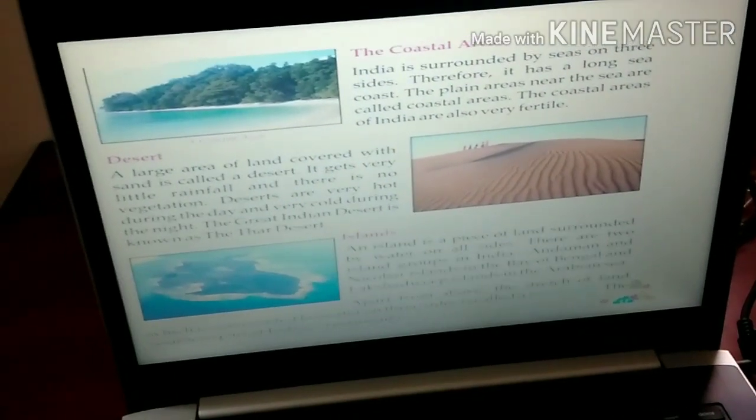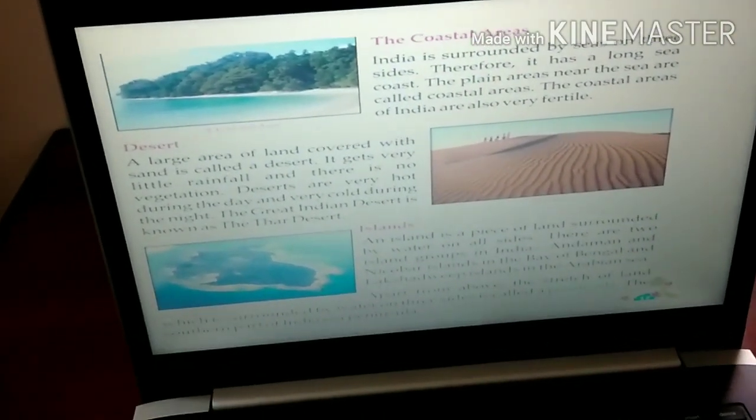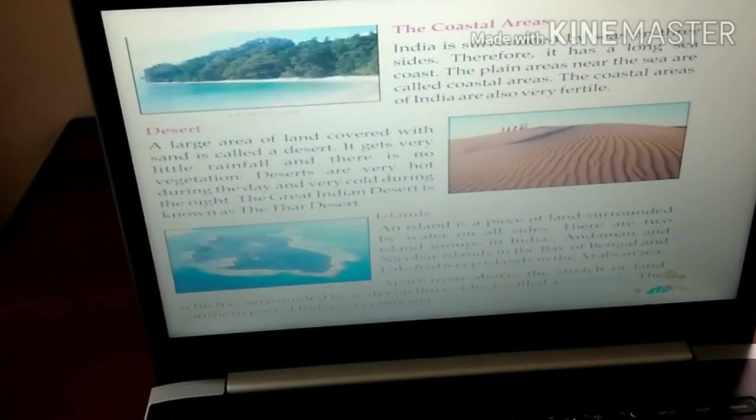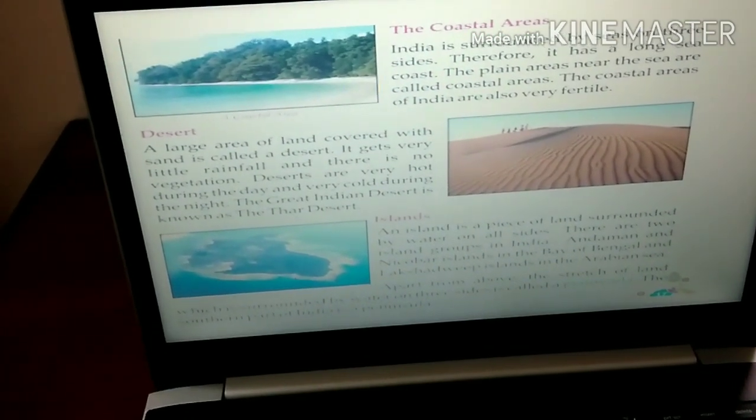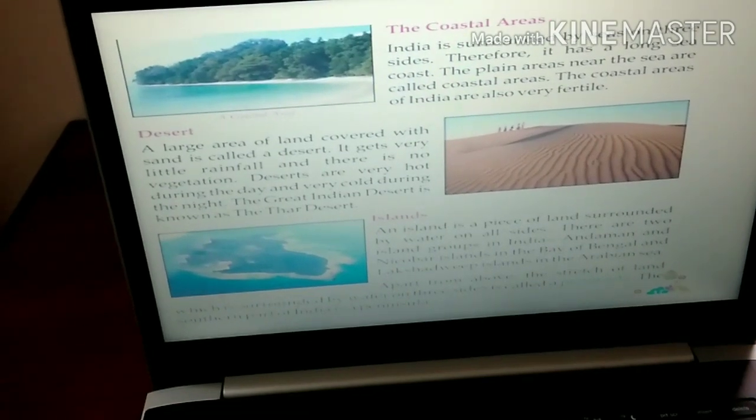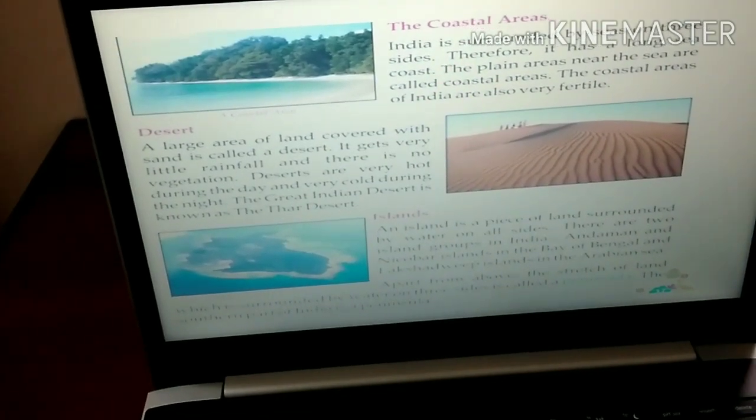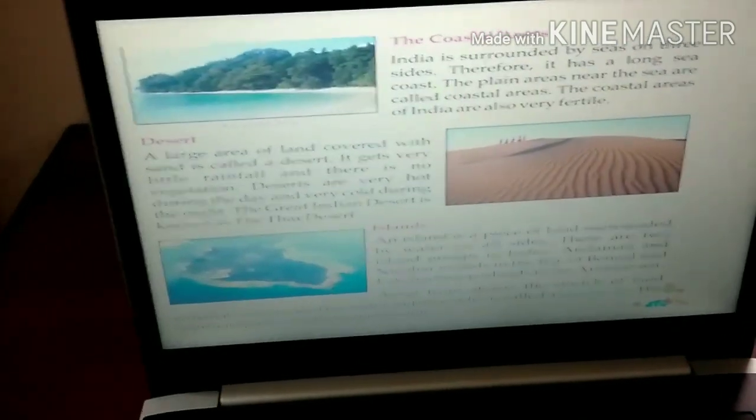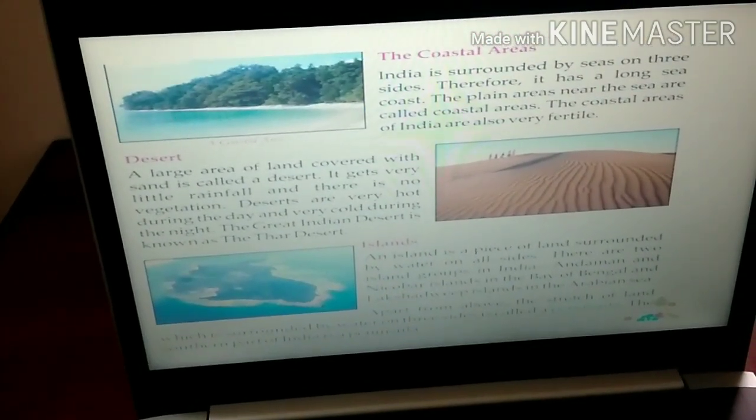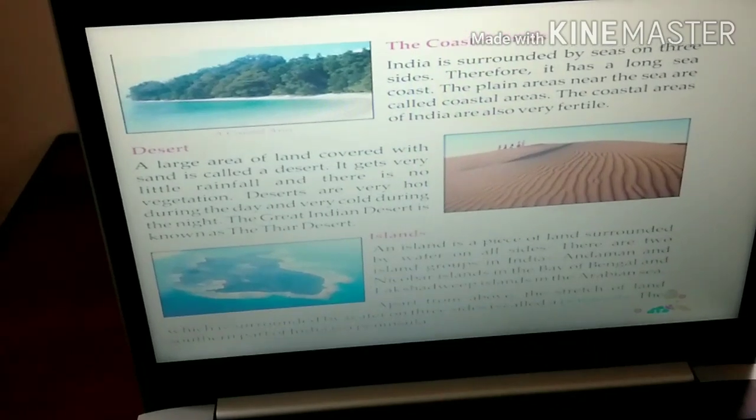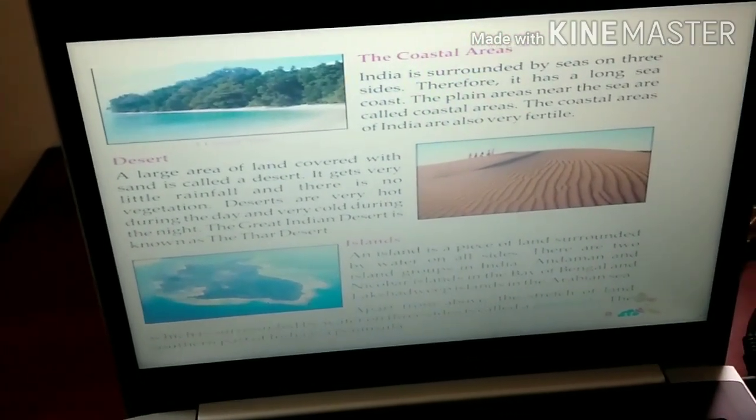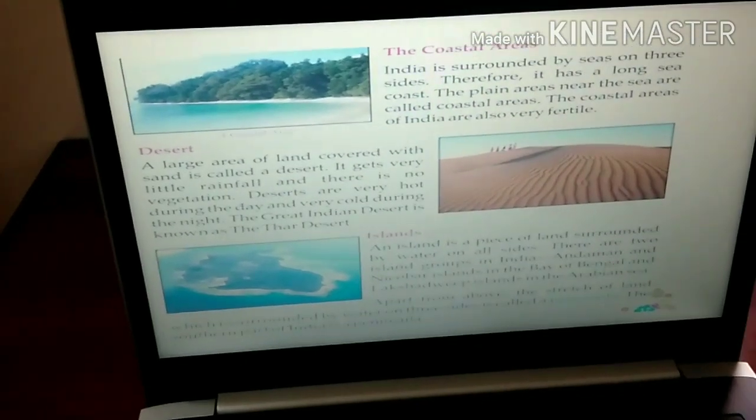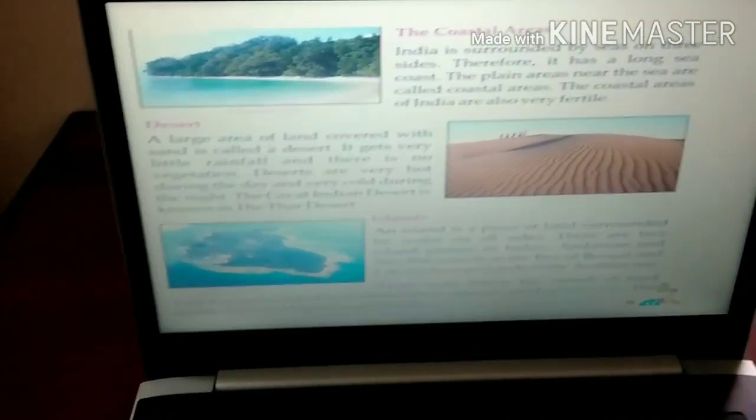Now the coastal areas. India is surrounded by seas on 3 sides. Therefore, it has a long sea coast. The plain areas near the sea are called coastal areas. The coastal areas of India are also very fertile. Can you tell what you mean by fertile? The meaning of fertile is where the crops grow well. The land or the area where the crops grow well is known as fertile.